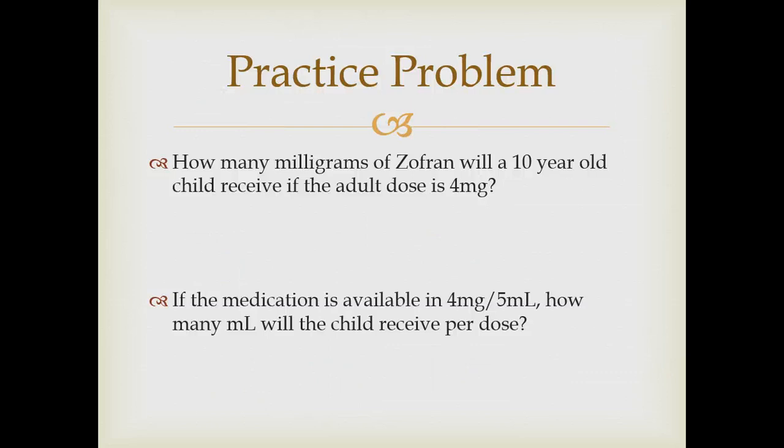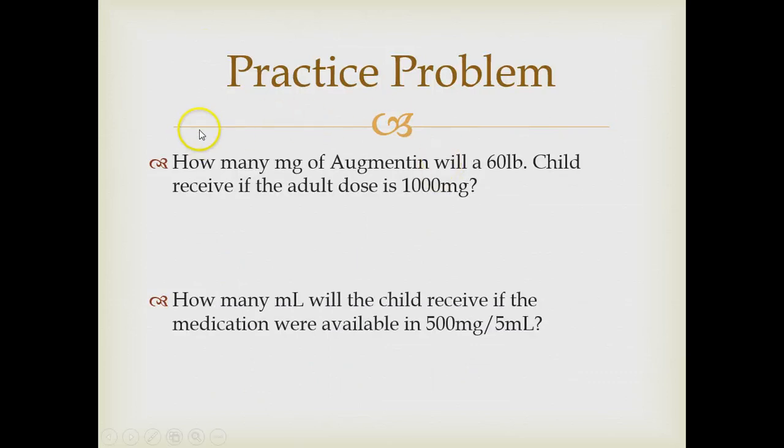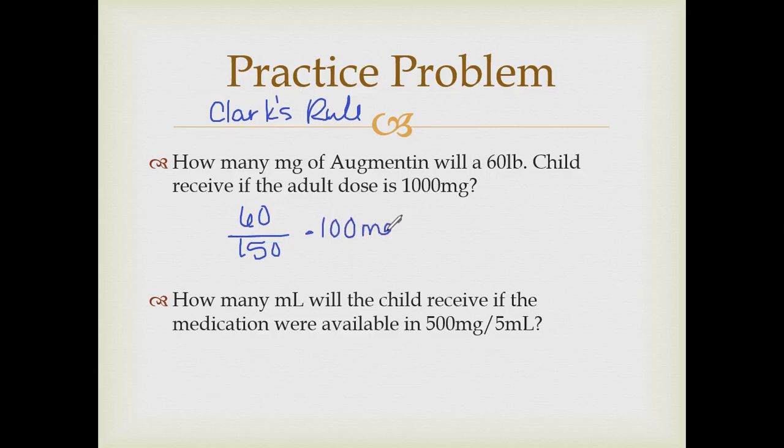Now let's take a look at the last but not least, Clark's rule. It says, how many milligrams of Augmentin will a 60-pound child receive if the adult dose is 1,000 milligrams? Since I have weight in pounds, I'm going to use Clark's rule. I have a 60-pound child over 150 times an adult dose of 1,000 milligrams. So 60 divided by 150 times 1,000 will give me 400 milligrams per dose.